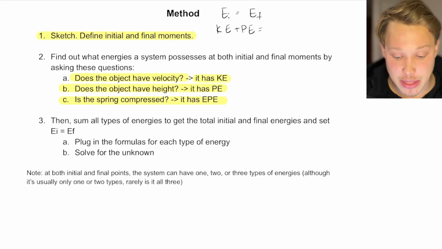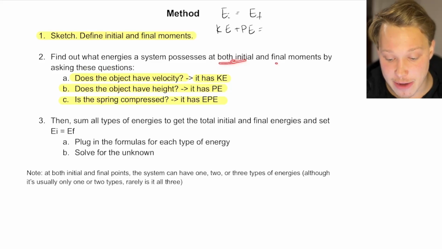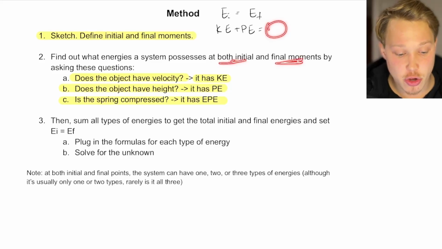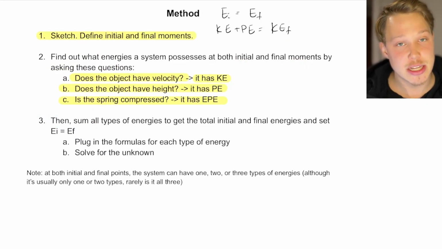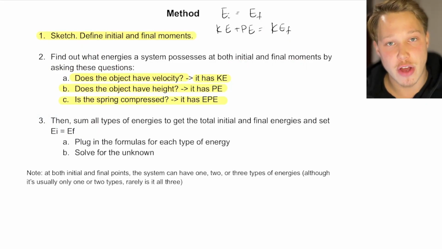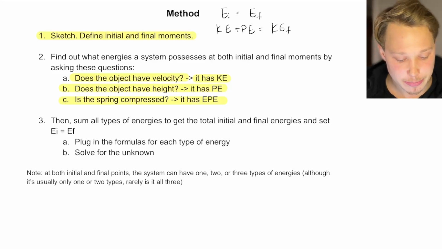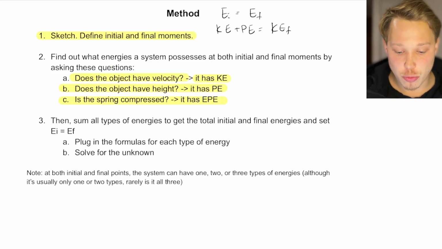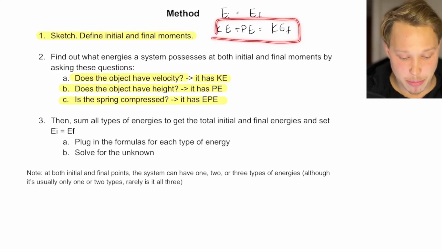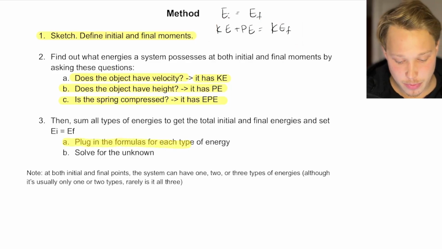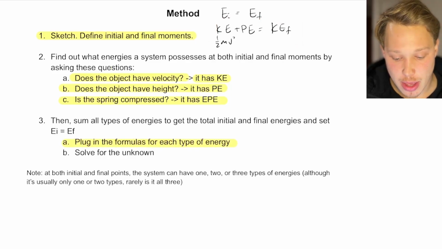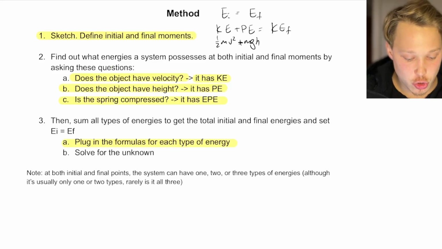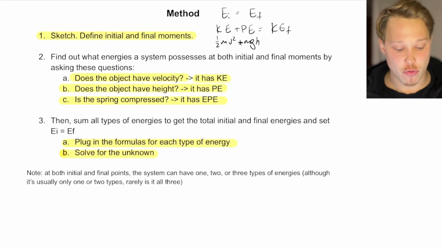Then you do the same thing for both initial and final moments. So you're asking, at the final moment, is there kinetic energy? Is there potential energy? Is there height? Is there velocity, etc.? Then you plug in the equations for each type of energy: 1/2 mv squared for kinetic energy and mgh for potential energy. And you plug in all the variables and solve for the unknown.